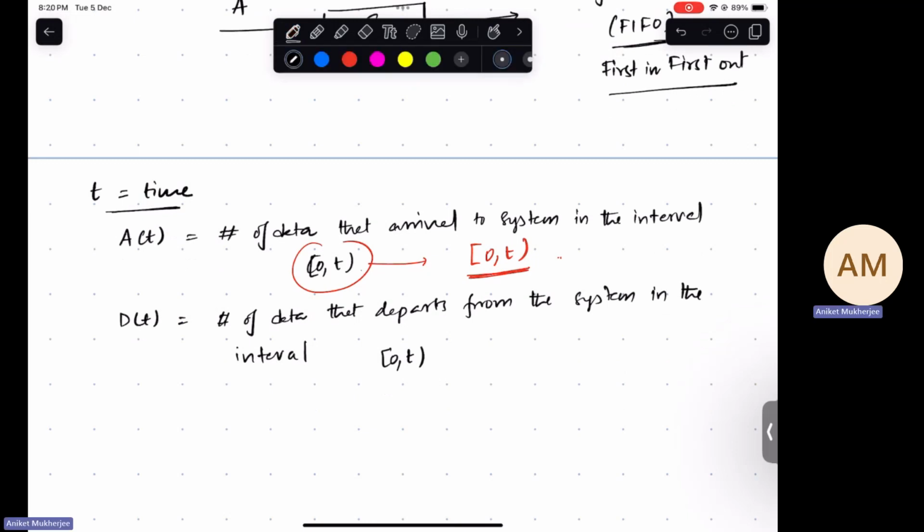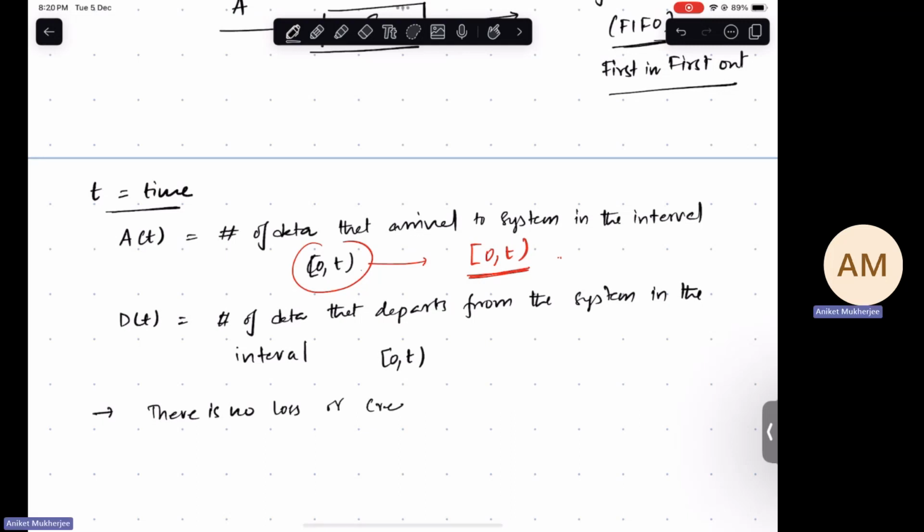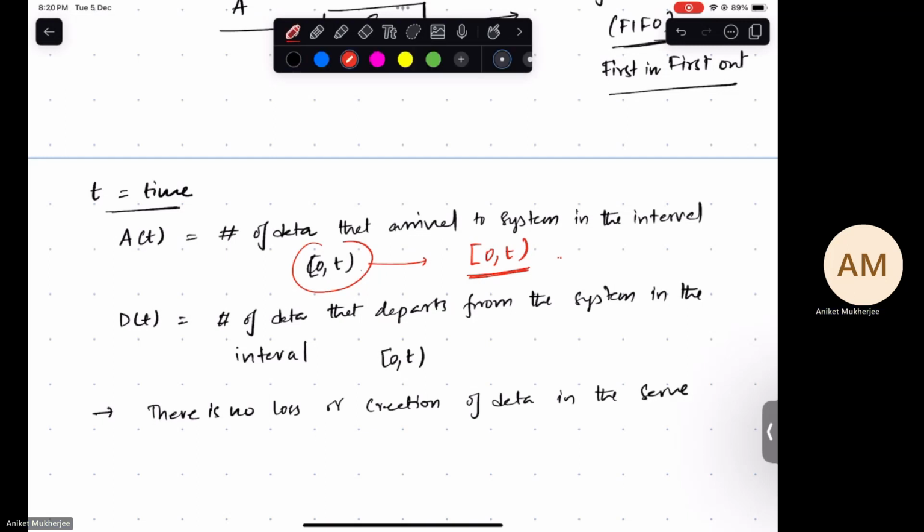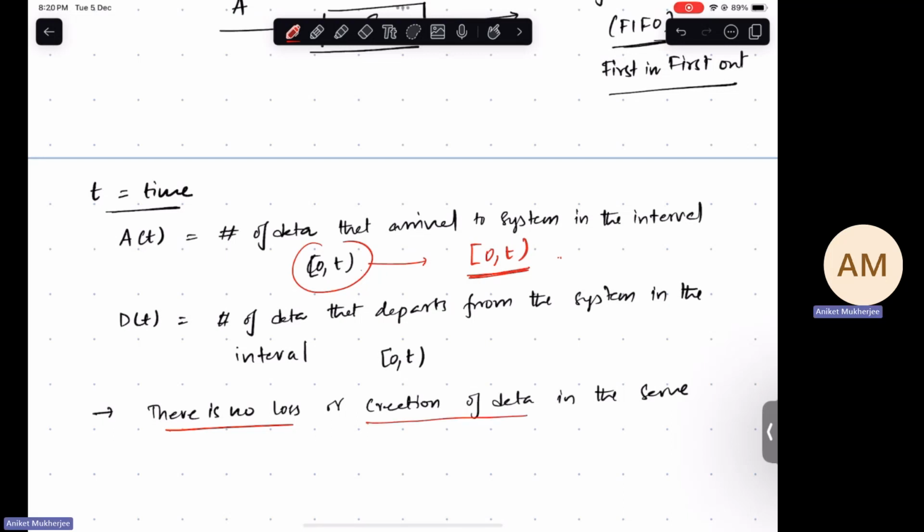One more assumption is that there is no loss or creation of data in the server. Basically, no data is being lost in the server. Once the data comes, it has to go out from the server. It can't go anywhere else. As for creation of data, the server can't just randomly create its own data and send it. It has to send the packets that it gets. It can't create new data.